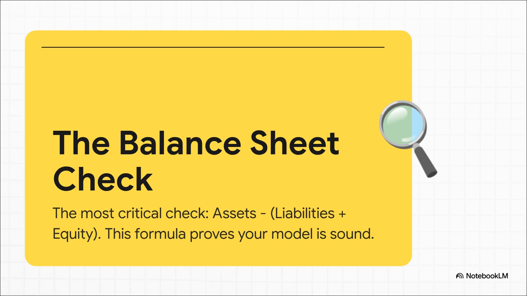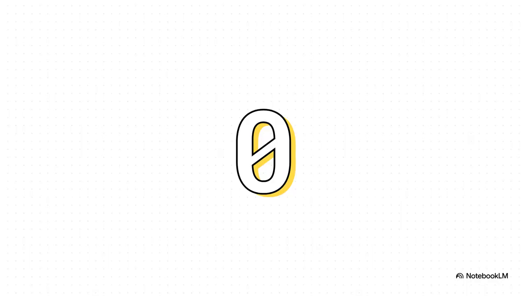It's a dead simple formula, usually right at the bottom of your balance sheet. It just takes your total assets and subtracts your total liabilities and equity. And this is the number you're looking for. A big, beautiful zero. Every single time, for every single period in your model. When that line is all zeros, you know your balance sheet balances. It is the ultimate stamp of approval that your model is mechanically sound.